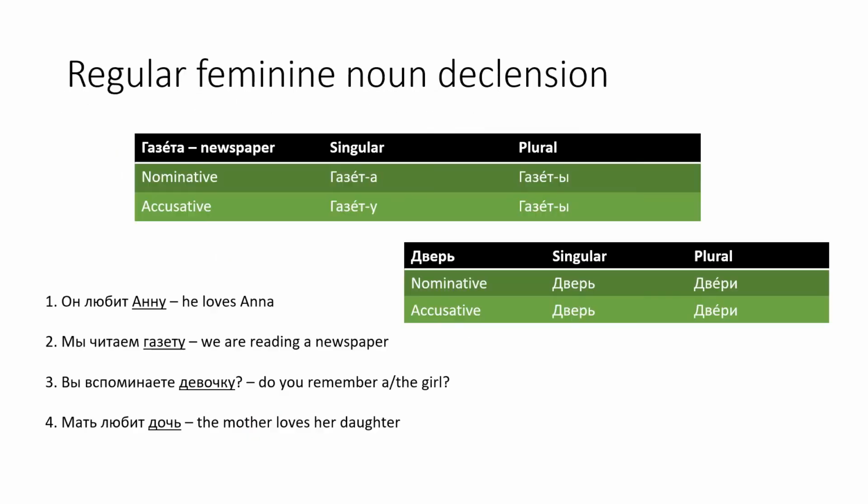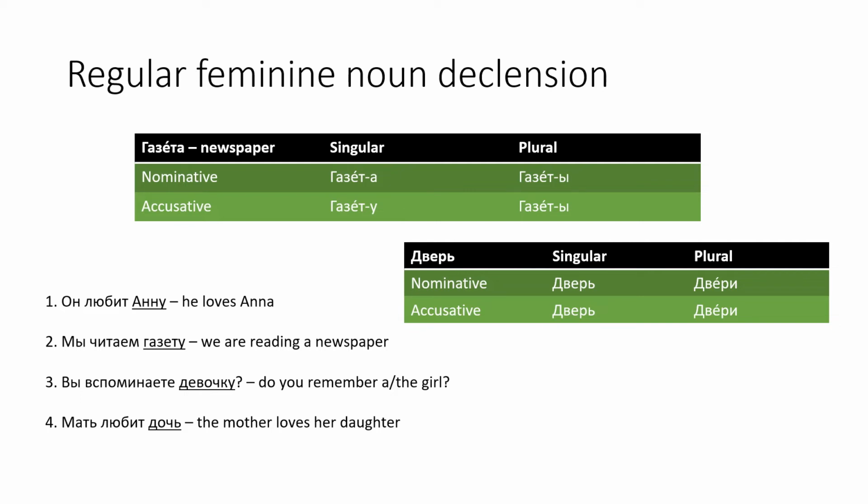Okay. Here we have two tables showing the declension of feminine nouns. The first is the regular declension of a feminine noun. The second shows the declension of a feminine noun which has a soft sign ending. As you can see, the noun which has a soft sign ending does not change when it is put into the accusative case. The only difference is that there is a softer ending in the plural, which is the same as the masculine noun when it goes into the plural. So instead of ы, we have и. Дверь, двери.